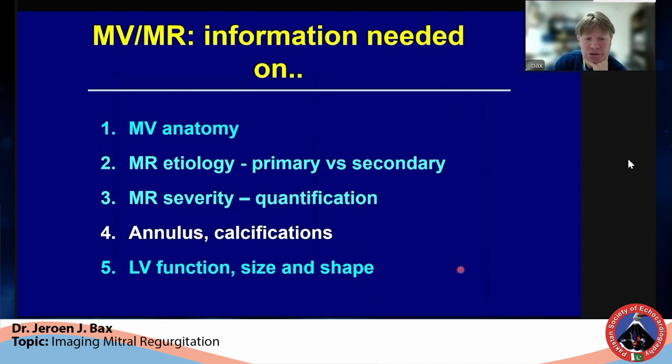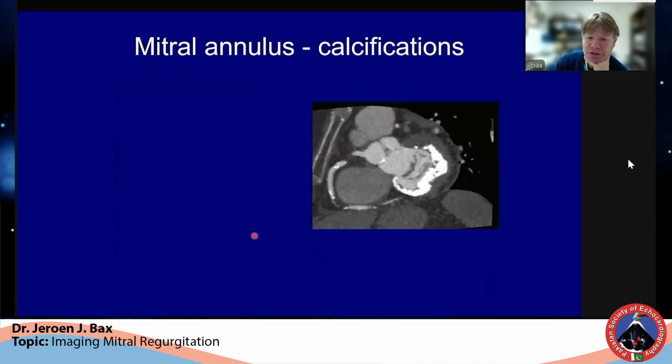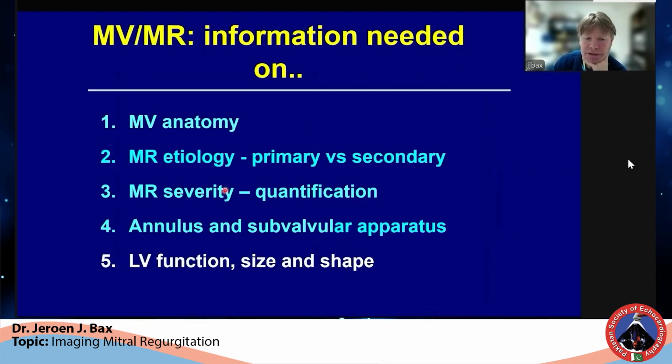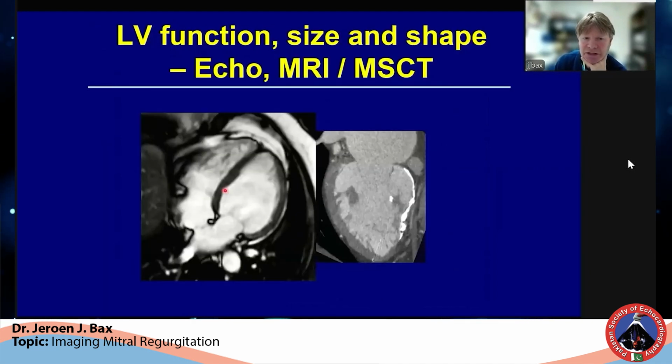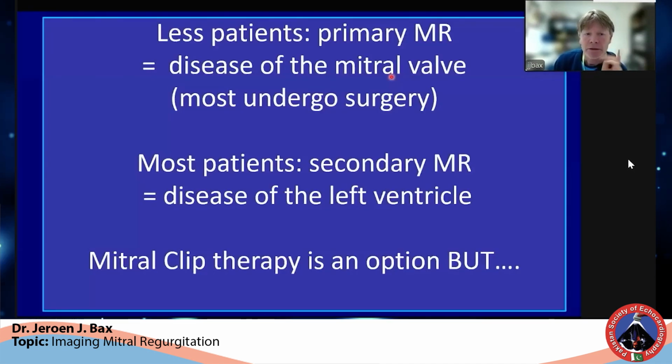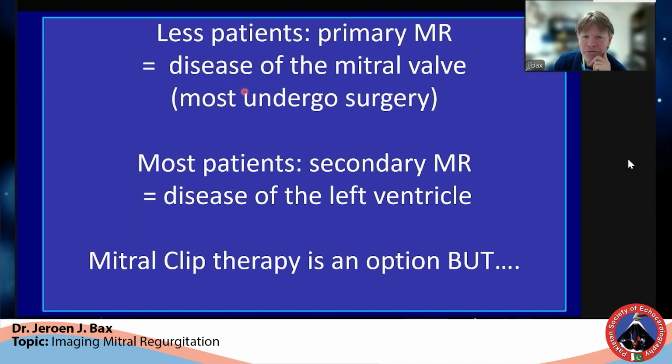I think simple measures. We can also measure annulus and calcifications. That we do with CT. And this is very important for transcatheter procedures. How much calcium is there in the leaflets? Then the most important thing is LV size, shape, and function. We can do that with everything: echo, MRI, CT. Fewer patients present with primary MR. It's a disease of the valve and most undergo surgery. But most patients have secondary MR, and this is a disease of the ventricle.